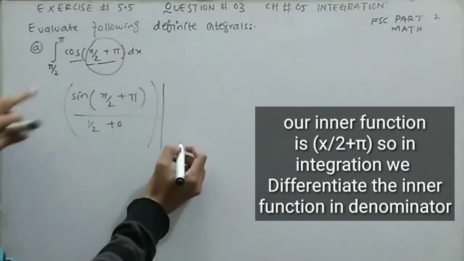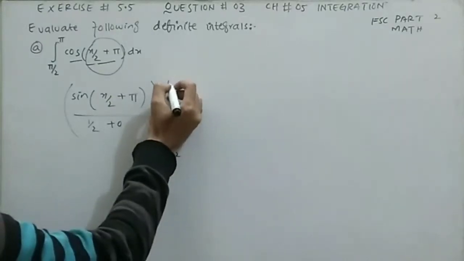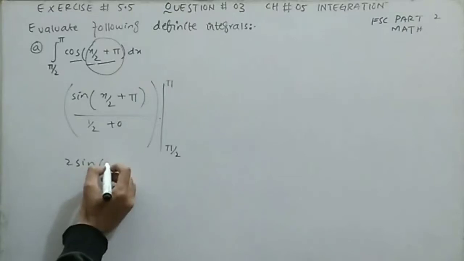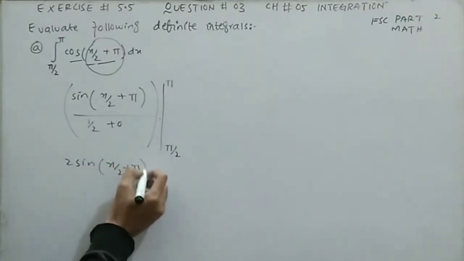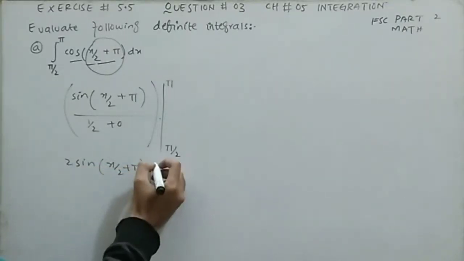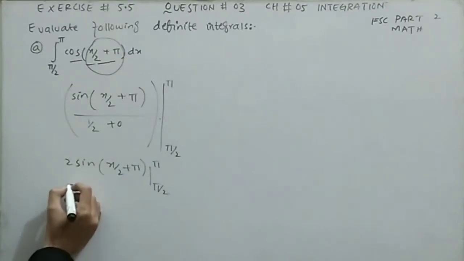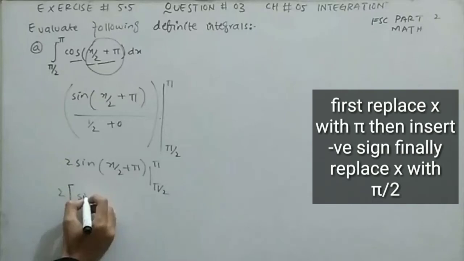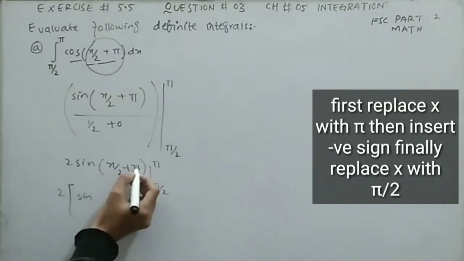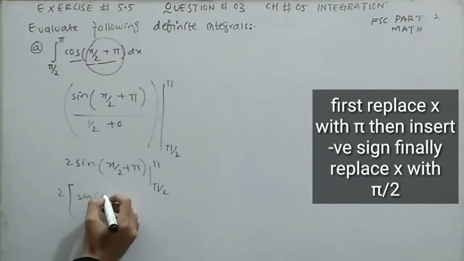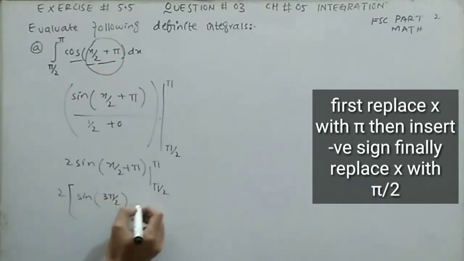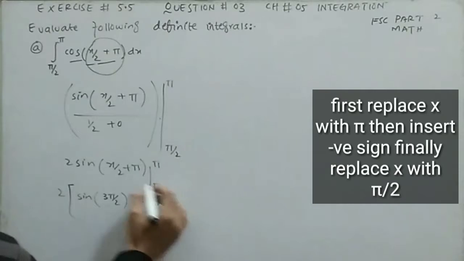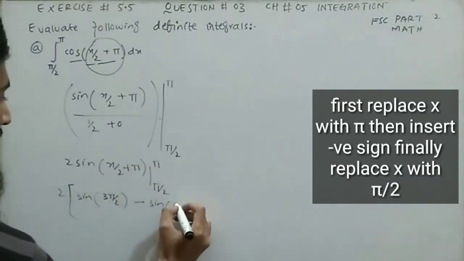Now we will apply the limits from π/2 to π. This 2 will move to the numerator, so it becomes 2 times sin(x/2 + π), integrated from π/2 to π. Taking 2 as common, put π over here, so it becomes sin of (π/2 + π), which gives us 3π/2, and after this minus, put π/2 over here, so it becomes sin of (π/4 + π).